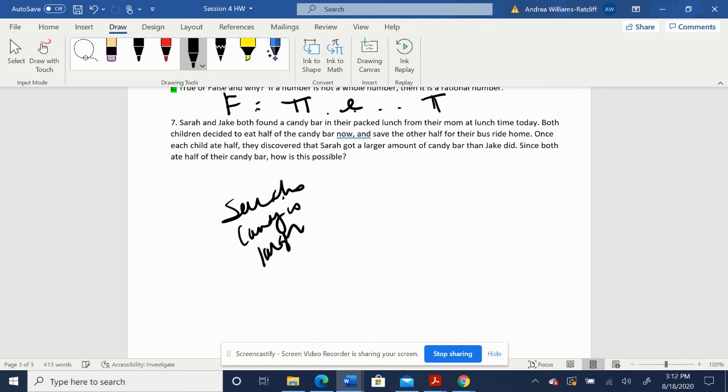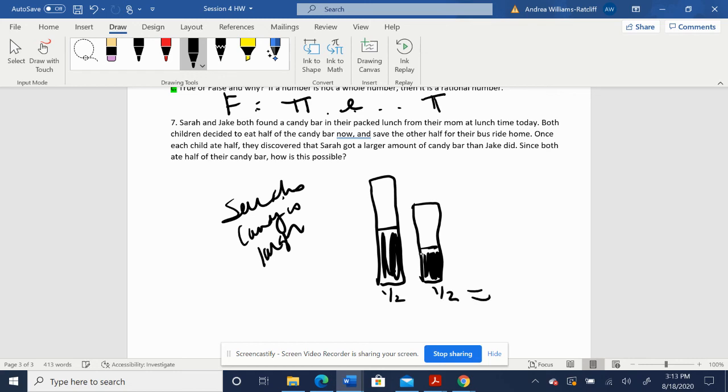We don't know that one of them didn't have a fun size and one of them maybe didn't have a king size. For example, if Sarah had a king size Kit Kat and she ate half of it, we're looking at a considerable amount of candy. Whereas if Jake did not have a king size, just had a regular one and ate half of it, we don't have the same amount of candy. Again, we're accurately showing a half and a half. They're just not equal because they don't compare to the same whole.